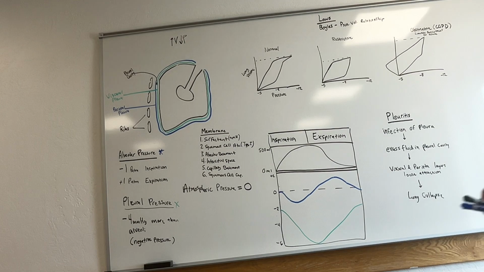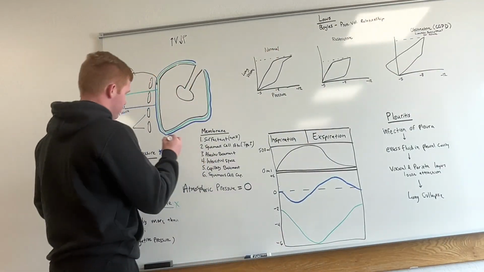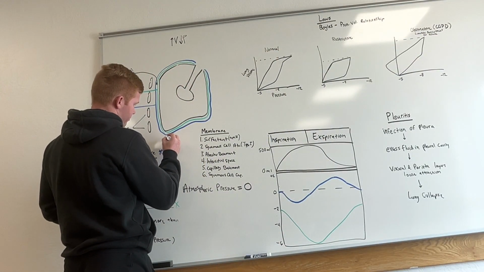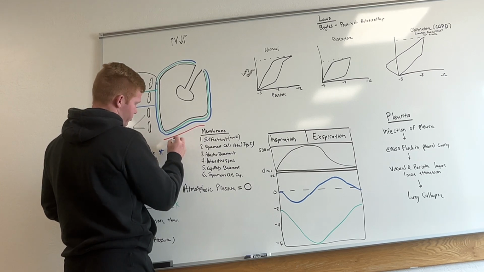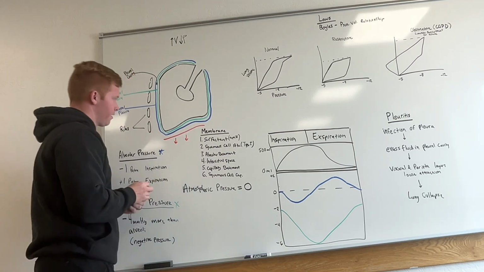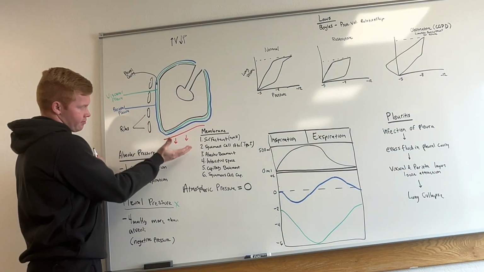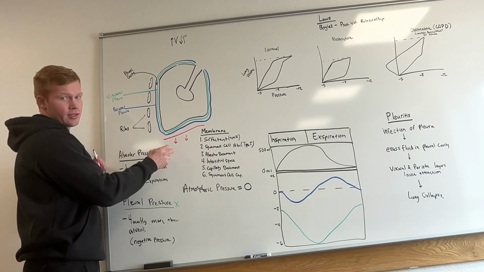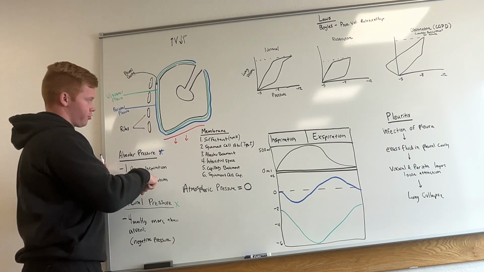So we're talking about the diaphragm, and let's just say the diaphragm's right here. The diaphragm moves down. What's happening in the thoracic cavity? As it moves down, the volume's increasing. So there's a decrease in pressure.